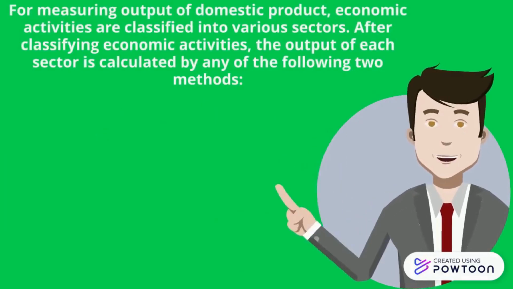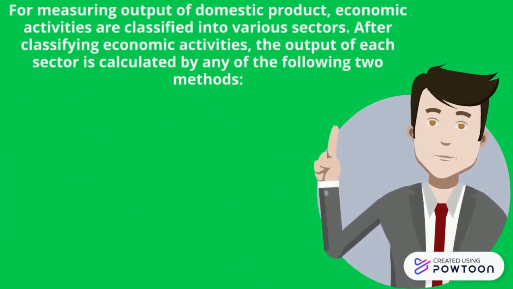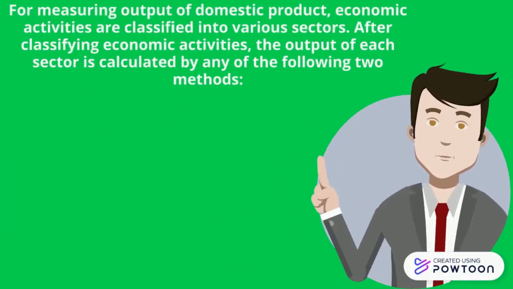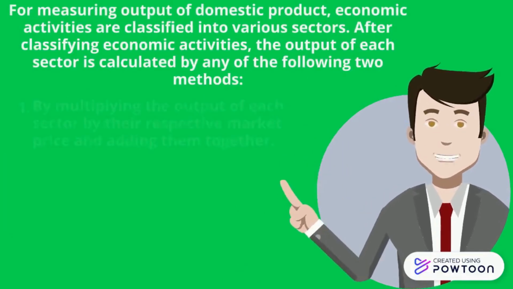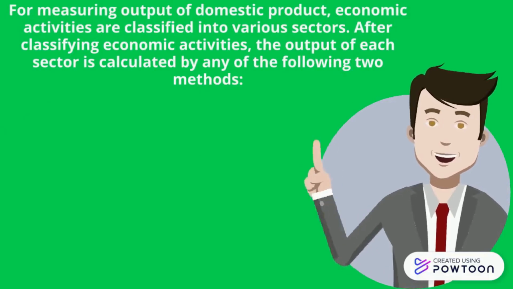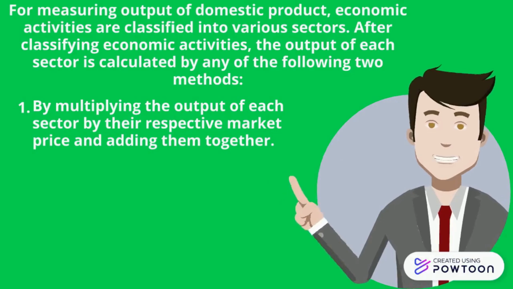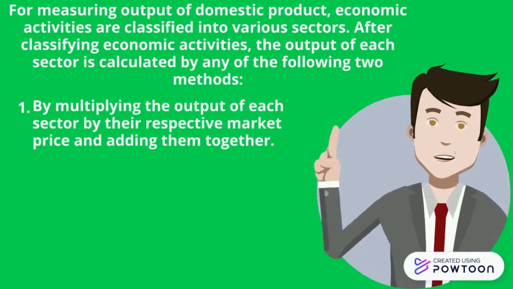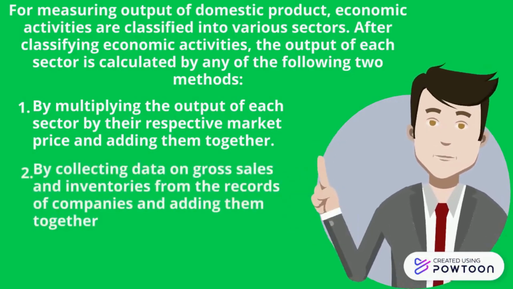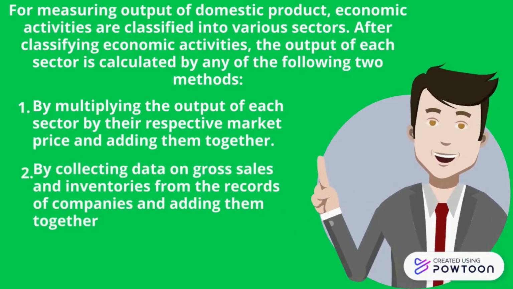For measuring output of domestic product, economic activities are classified into various sectors. After classifying economic activities, the output of each sector is calculated by any of the following two methods. By multiplying the output of each sector by their respective market price and adding them together. By collecting data on gross sales and inventories from the records of companies and adding them together.